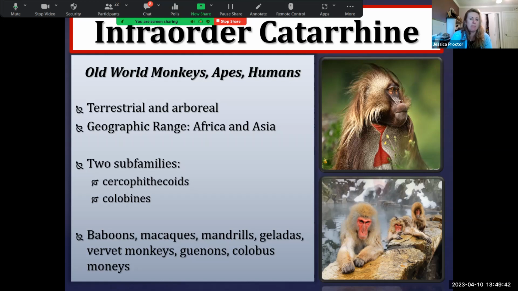So these species tend to be both terrestrial and arboreal. Geographically speaking, we find them in both Africa and Asia. And of course, humans are global. And then underneath the Old World monkeys, we've got two subfamilies, the cercopithecines and the colobines. So some examples of the cercopithecines include baboons, macaques, mandrills, geladas, vervet monkeys, guenons, and colobus monkeys.